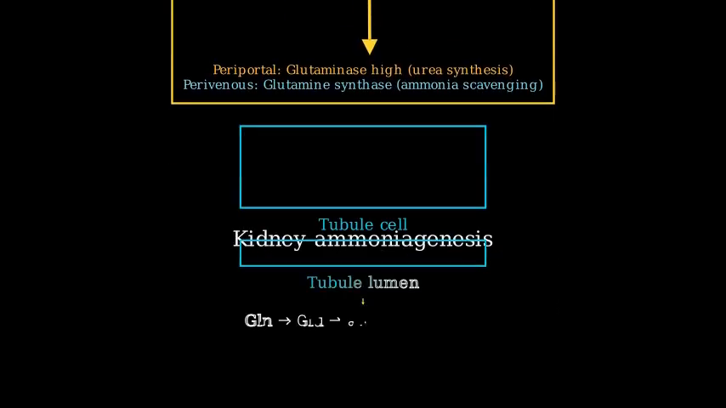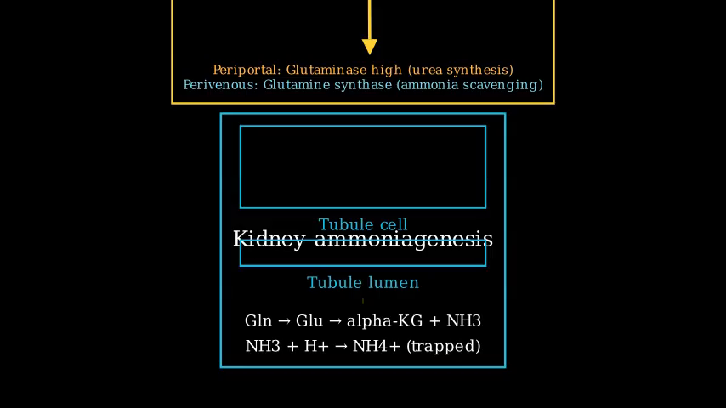The kidney produces ammonium to defend acid-base balance. Glutamine is converted to glutamate, then to alpha-ketoglutarate and ammonia. Ammonia diffuses into the tubule lumen and traps protons as ammonium, which cannot come back.